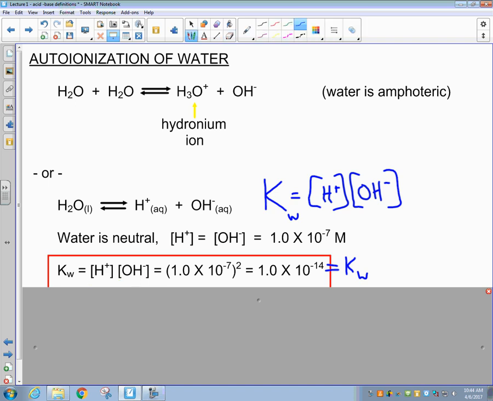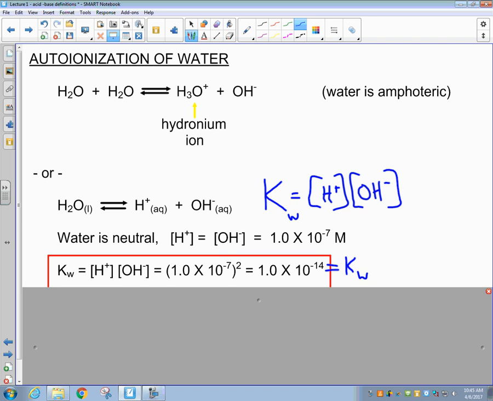This equation gives us a lot of flexibility. We now have the ability, if we know the hydrogen ion concentration, to solve for the hydroxide ion concentration or vice versa, knowing that KW, 1.0 times 10 to the minus 14th, will stay the same as long as the temperature stays the same. So let's do a quick practice problem with this.